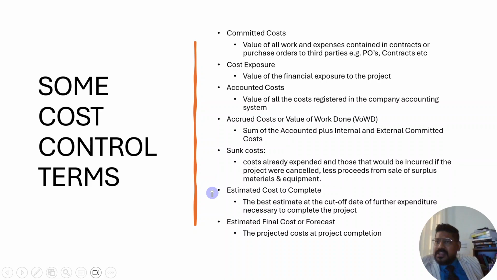Okay, some cost control terms: committed cost, value of all works and expenses contained in contracts, cost exposures, accounted cost, accrued cost or value of work done. Sunk cost is the cost that is gone if the project fails. Important point: sunk cost is if the project is failed.